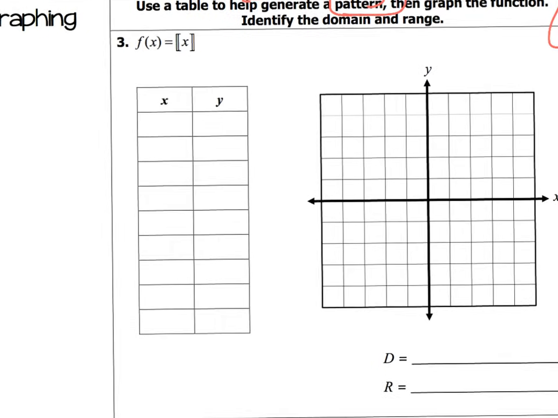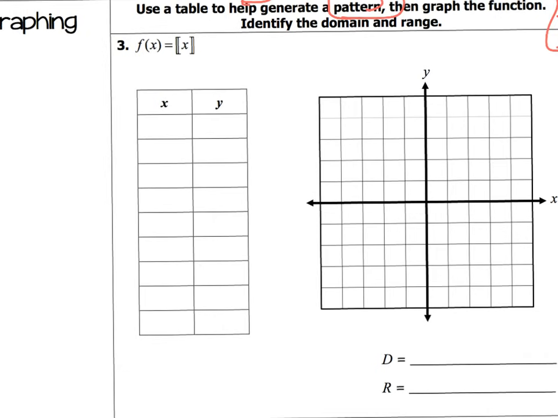So if we plug in different x values, let's say we chose 0, 0.5, 0.9, and 1, right? Let's just start with those 4. If we were to plug 0 in, rounding 0 down would be 0. Rounding 0.5 down, we would get 0. Round 0.9 down, and we would get 0. Now 1 is just 1. Okay, rounding 1 down, we get 1.